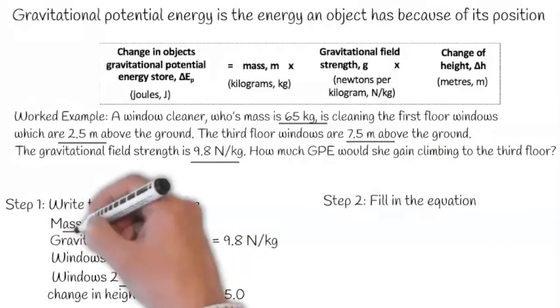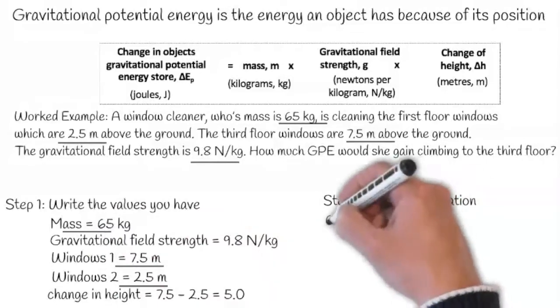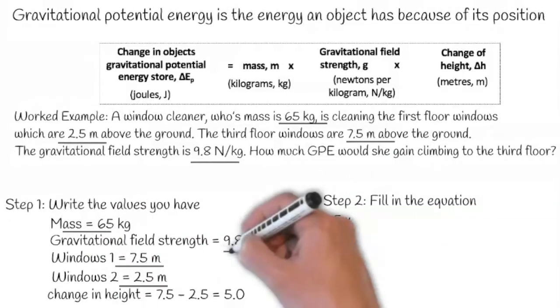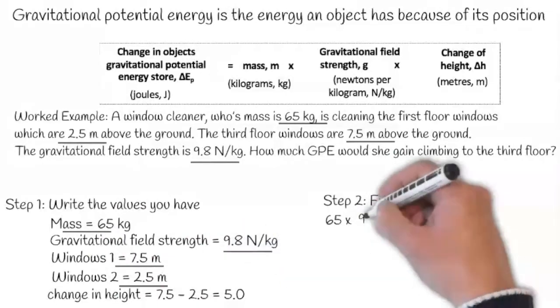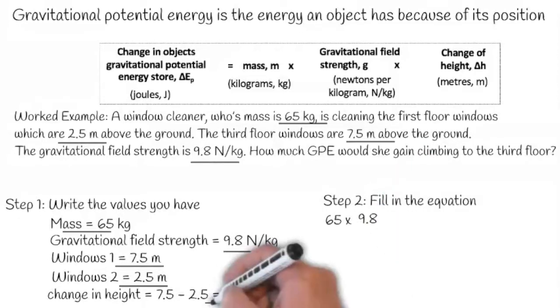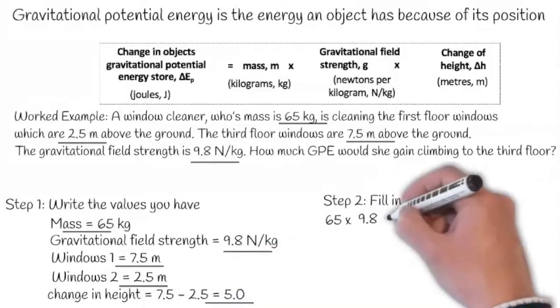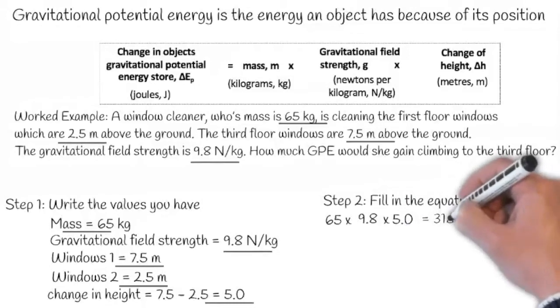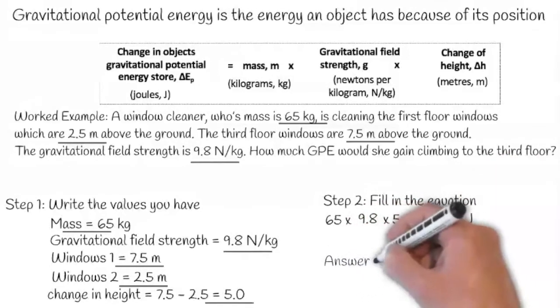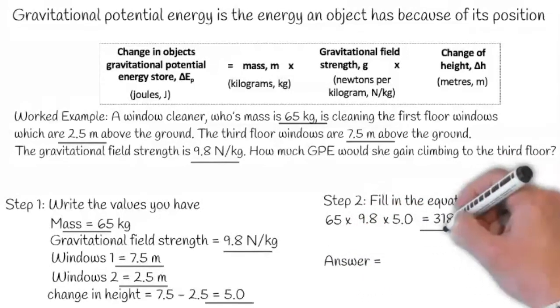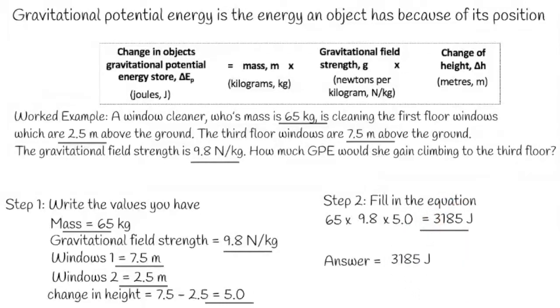So we can now start filling in the equation. We can first do the mass, which is 65. We can times that by the gravitational field strength, which is 9.8. And that is then times by the change in height, which we worked out to be 5. This is 3,185 joules. Remember, energy is measured in joules, so we have to put our unit.